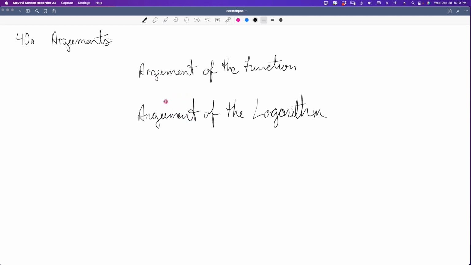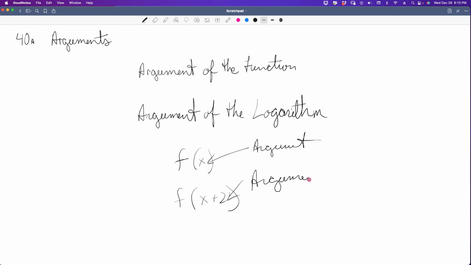An argument is basically the statement of a case. It is the whole point that you're trying to express. So an argument of the function, if I were to have, let's say, f of x, x would be the argument of this function. It's the point. It's the thing that we're talking about. f of x plus 2 would be the argument.